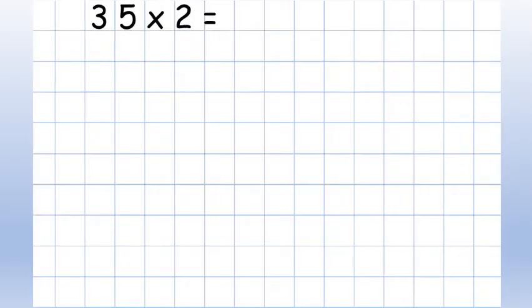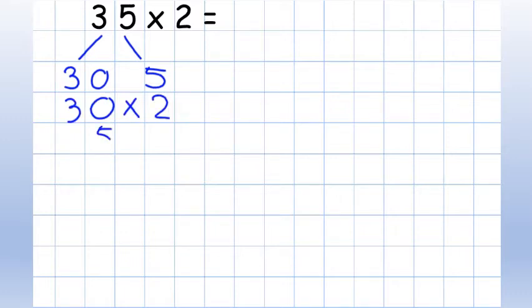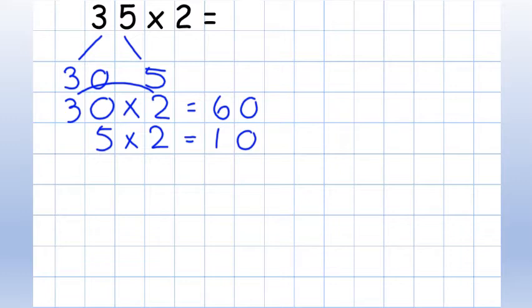How did you get on? Let's have a look together then, shall we? So we'll do partitioning first. So 35 partitions into 30 and 5. So then we have 30 times 2, and we have 5 times 2. 30 times 2 is 60, because 3 times 2 is 6, and we pop in the placeholder, and 5 times 2 is 10. We put those two together and we have 70.